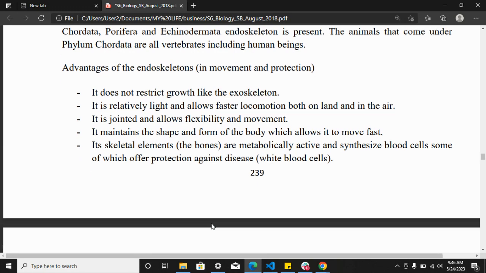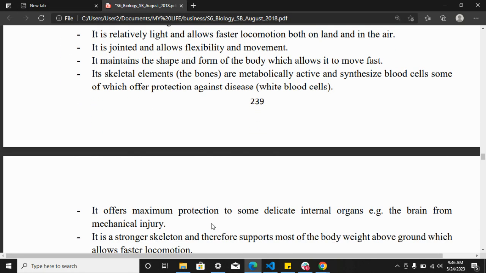Another thing, its skeletal elements, the bones, are metabolically active. Being metabolically active means they are made by living cells. So being metabolically active gives the bones the ability to synthesize blood cells, some of which offer protection against diseases, for example white blood cells.